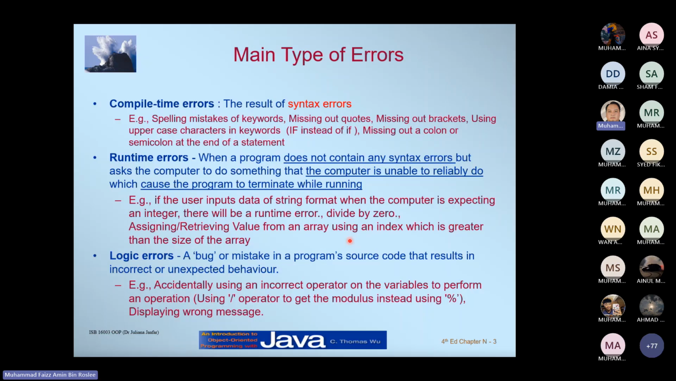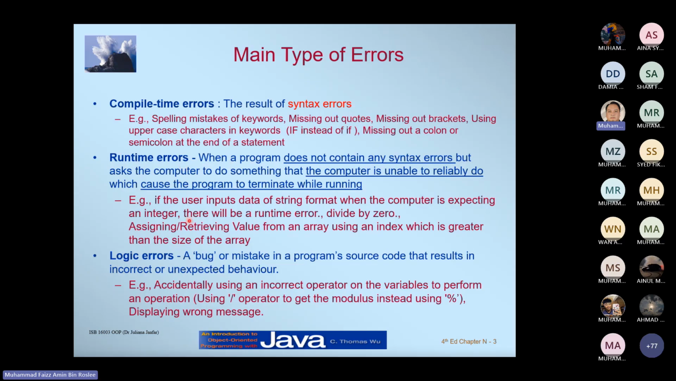Another example is when you assign or retrieve a value from an array using an array index which is greater than the size of the array that you declared initially. For example, if you declare an array size of 5, but you try to access array data on index 7 or 8, it is not going to be available, and Java will throw out the runtime error.